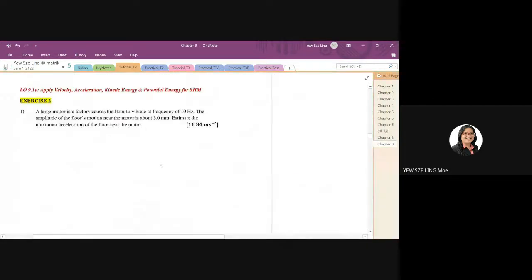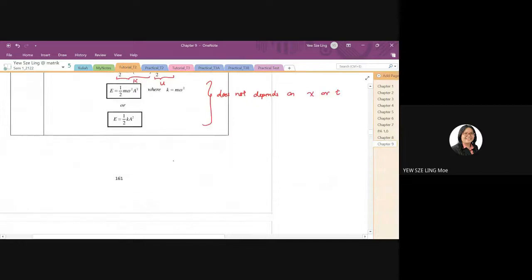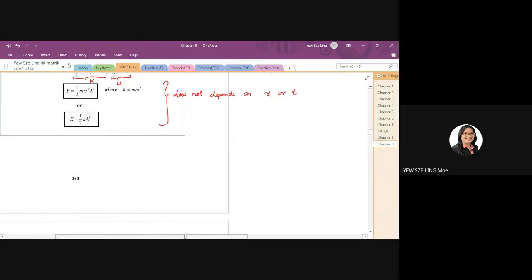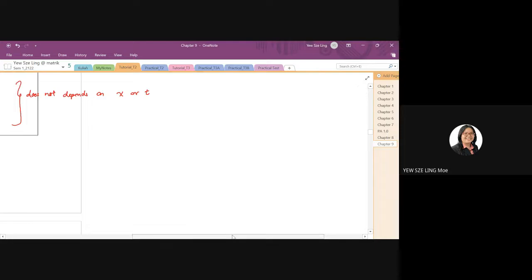Okay, actually it should have a table here. All right, now I'm going to give you the table. Since it's not given in your notes, I'm going to give you the table, you write it down.